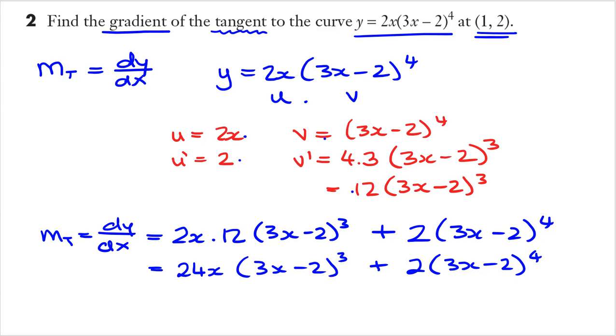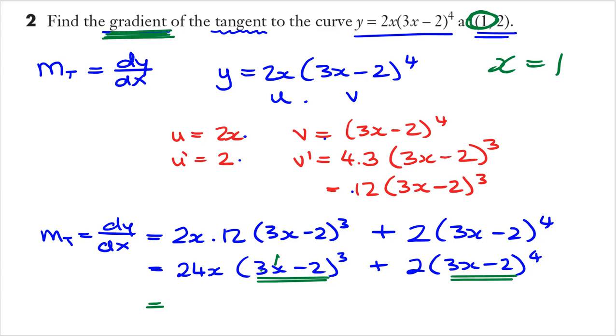Now we could do a little bit more factorization there, but if we go back to the question, all we have to do is find the value of the gradient. So we've got the gradient function here. Now we can simply substitute the value x equals 1 into that expression. If we have a look at these binomials here, if we substitute 1 in there, 3 lots of 1 will be 3, take away 1. All this expression here and this expression here will simplify to 1.